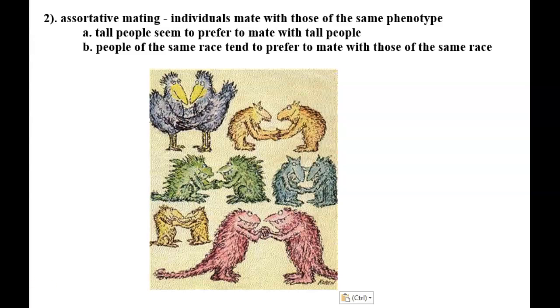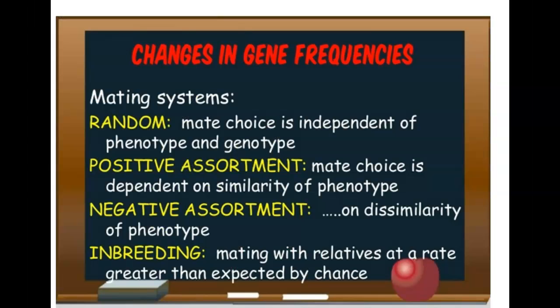So that violates random mating because there is some type of preference. They violate it because they do change the gene frequencies, the allele frequencies. So random mating means mate choice is independent of phenotype or genotype. There are two types of assortative mating. Positive: the mate choices depend on the similarity of the phenotype. Negative: are they going to choose the opposite?